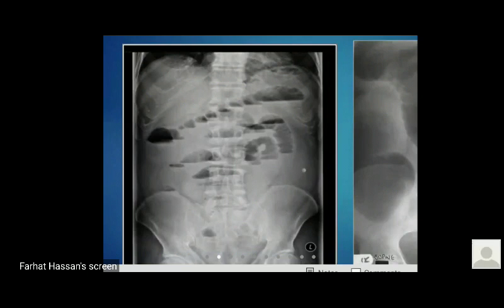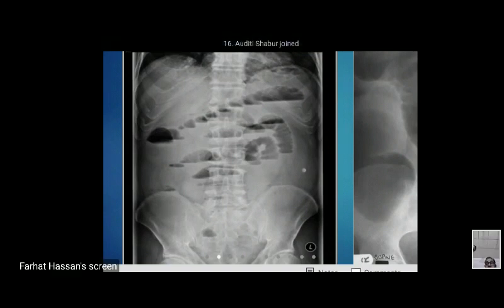Due to vomiting and third space fluid loss. Okay, as the patient has vomited, there is loss of fluid. And other than that, what is the other mechanism?